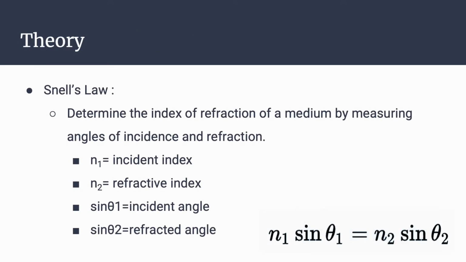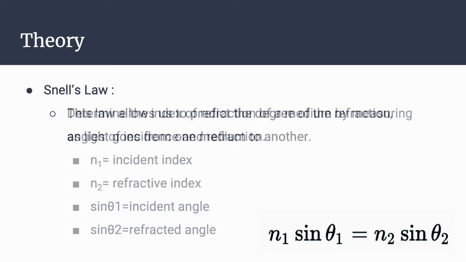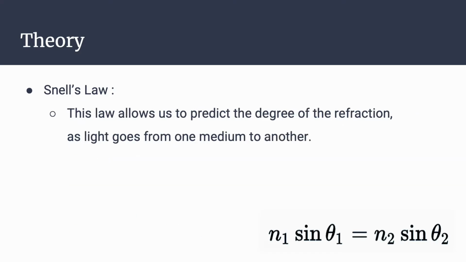There were a couple theories that we used throughout this lab in order to calculate our results. The first would be Snell's law, to determine the index of refraction of a medium by measuring angles of incidence and refraction. The equation, which can be found in the bottom corner, is as follows: N1 equals incident index, N2 equals the refractive index, sine theta 1 equals the incident angle, and sine theta 2 equals the refracted angle. This law allows us to predict the degree of the refraction as light goes from one medium to another.